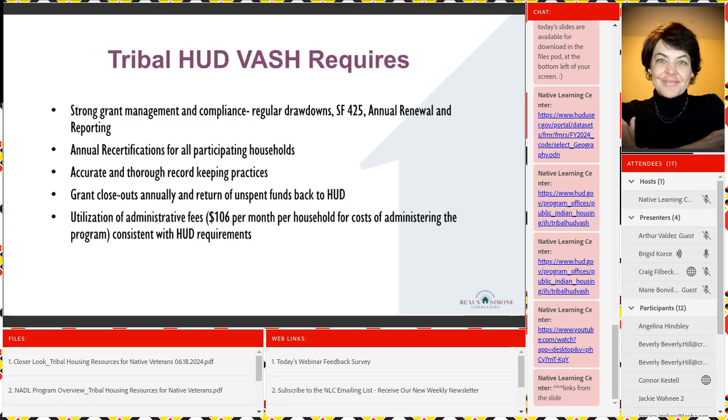Accurate and thorough record keeping. Most of you already have these strong systems in place, so it's pretty easy to expand to Tribal HUD-VASH. Grant closeouts annually and the return of unspent funds back to HUD. And the utilization of administrative fees, which I mentioned already.